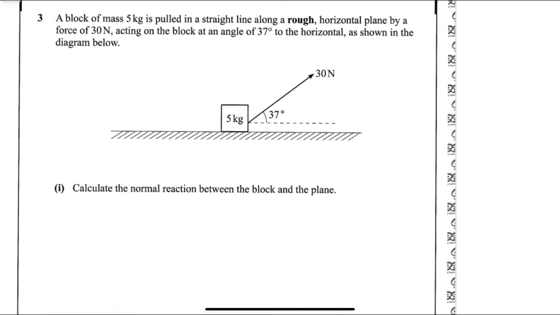Question 3 says, a block of mass 5 kilograms is pulled in a straight line along a rough horizontal plane by a force of 30 newtons acting on the block at 37 degrees to horizontal as shown. Calculate the normal reaction between the block and the plane. So we don't need anything else. Let's just mark on a wee diagram here. That would be an R, and you'd also have your 5g going here. If there's friction, we'll mark that on the next time we come to it.